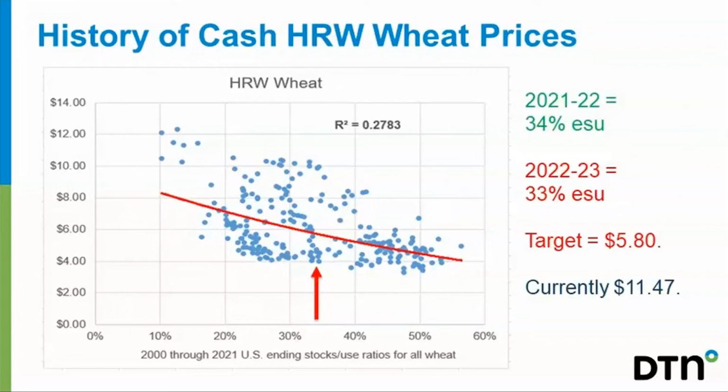Okay, cash HRW wheat supplies. If we just look at things historically, what does USDA's supply estimate situation mean for HRW wheat supplies? That's the largest wheat variety that we grow here in the U.S. And the new crop estimate there of 33% for all wheat translates to a price of roughly $5.80 of expectation for cash HRW wheat. Well, the current cash price on our DTN National HRW Wheat Index is $11.47 a bushel, so it's almost twice the amount, as you see from a strictly supply and demand historical analysis.